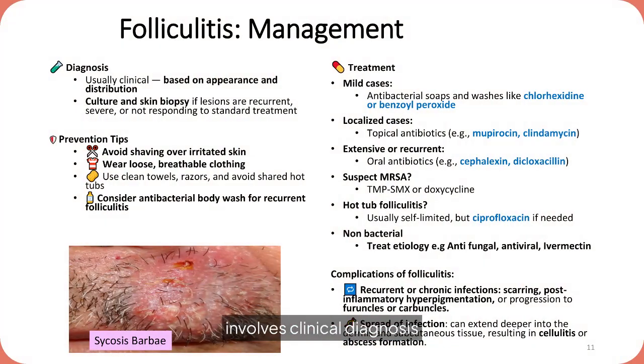Folliculitis management involves clinical diagnosis, with culture and biopsy required in cases not responding to standard treatment. Mild, localized bacterial folliculitis typically responds to improved hygiene and topical treatments, such as antibacterial washes and topical antibiotics like mupirocin or clindamycin. For more extensive, recurrent, or resistant cases, oral antibiotics such as cephalexin or dicloxacillin are used, while MRSA suspected infections warrant agents like doxycycline.